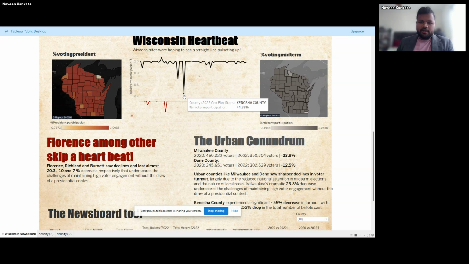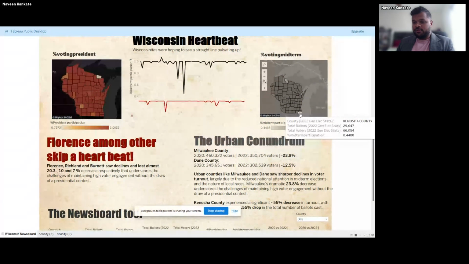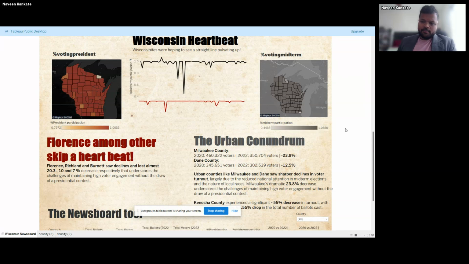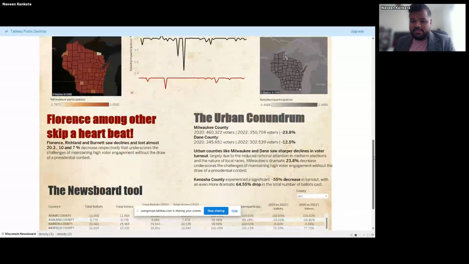Obviously, with some of the unfortunate happenings in that particular county, it was noted that there was a big decrease and a big alienation of a lot of voters within that county. So that was a significant gap noticed in Kenosha. For those who do not know where Kenosha is, it's in the rightmost corner of the Wisconsin tip. And that's about a 55% decrease.